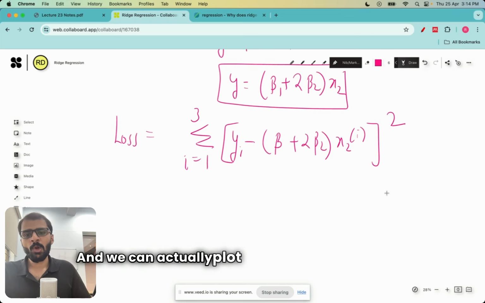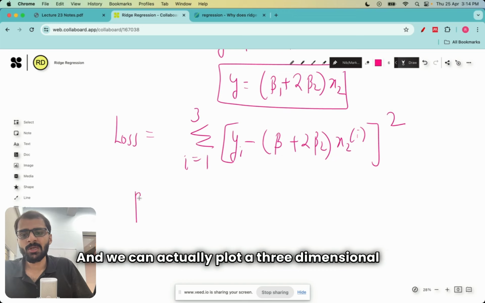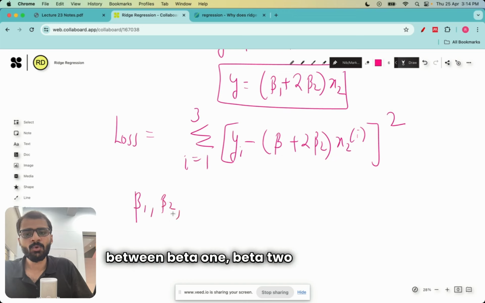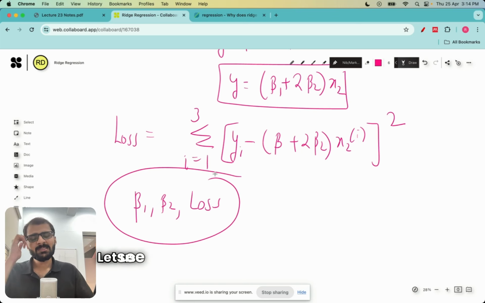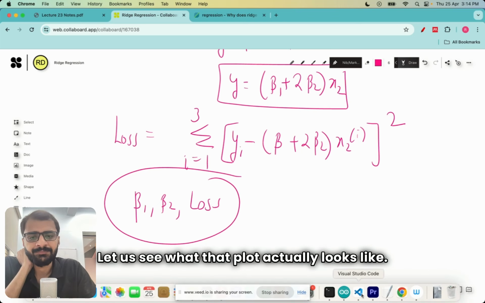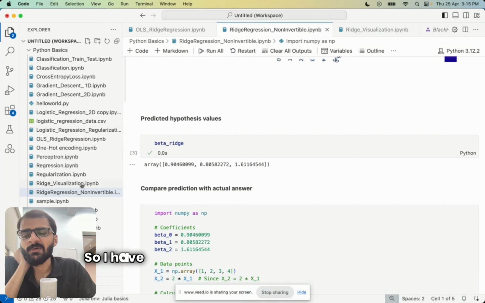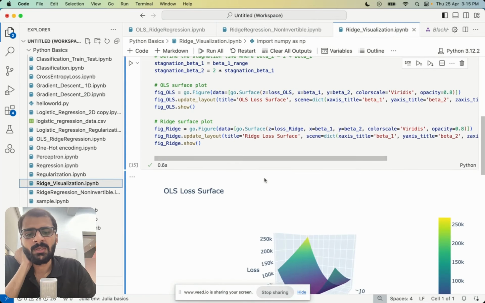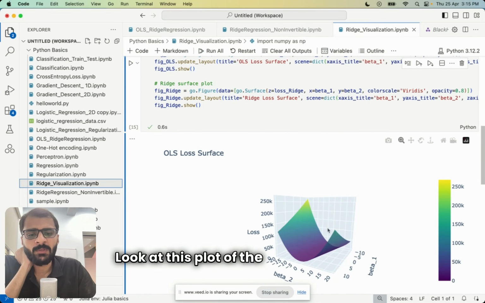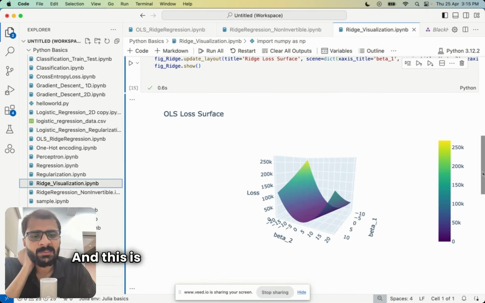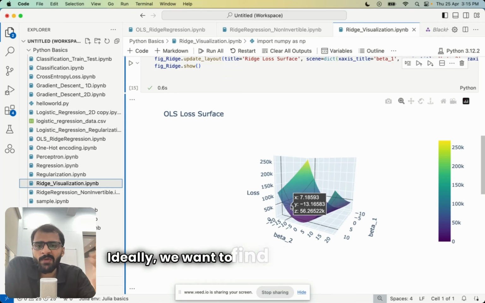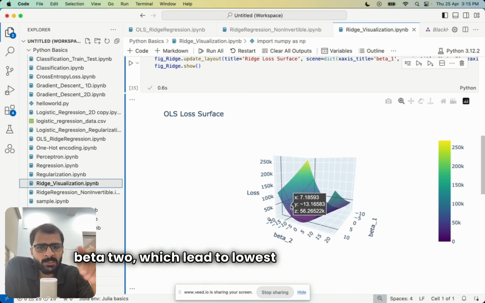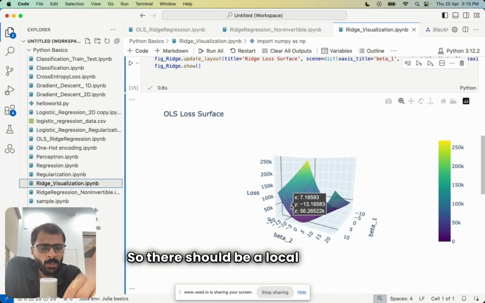And we can actually plot a three-dimensional plot between beta 1, beta 2 and the loss. Let us see what that plot actually looks like. So I have a code here called ridge visualization. Look at this plot of the OLS loss surface. This is called the loss surface, and this is a plot of beta 1, beta 2 and the loss. Ideally, we want to find the beta 1 and beta 2 which lead to the lowest possible loss, right? So there should be a local minima.